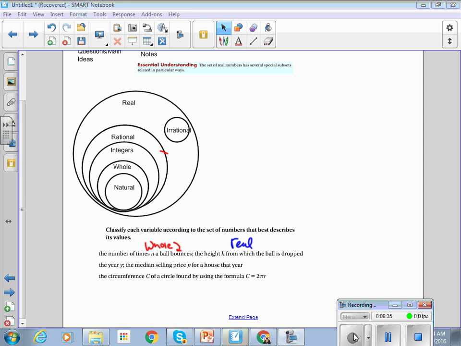All right, so then let's look at the next one, the year Y and the median selling price P for a house that year. So a year has to be a whole number. I guess technically you can have half of a year, but it's 2016 right now, and it's going to be 2016 until it's 2017. So we're just going to say that we are a whole number.